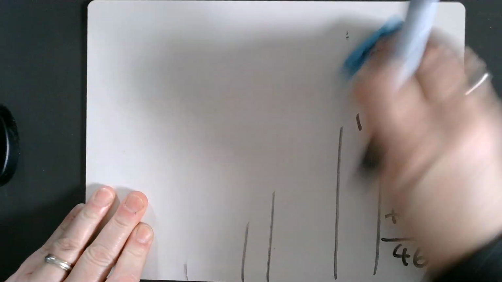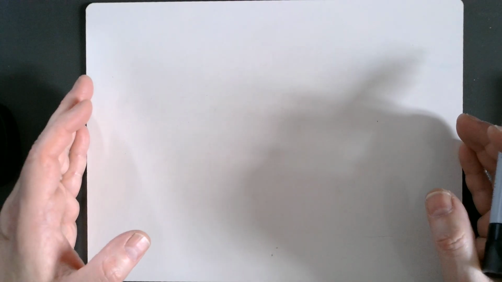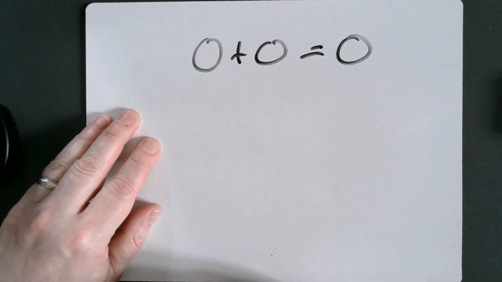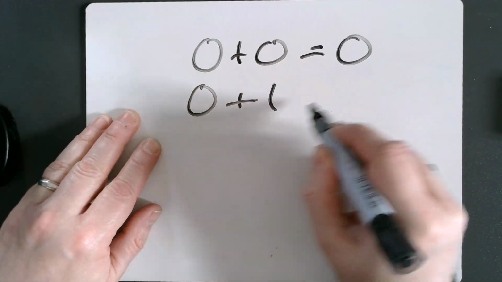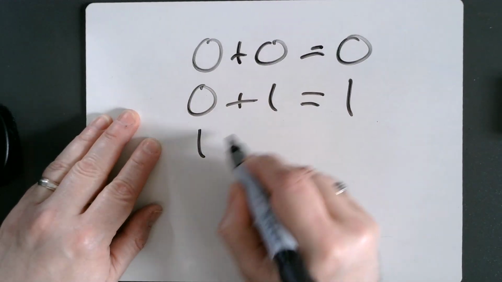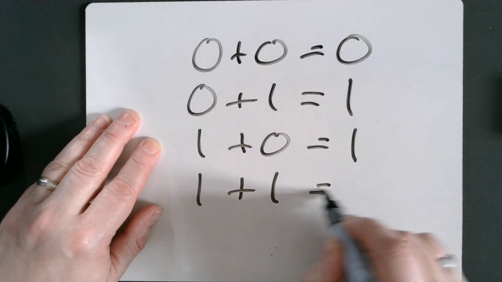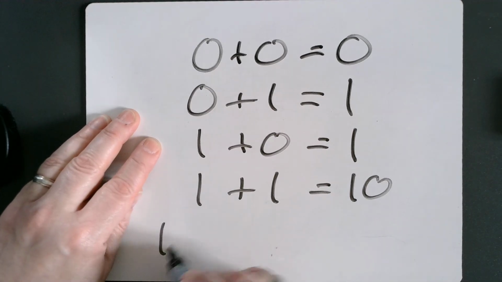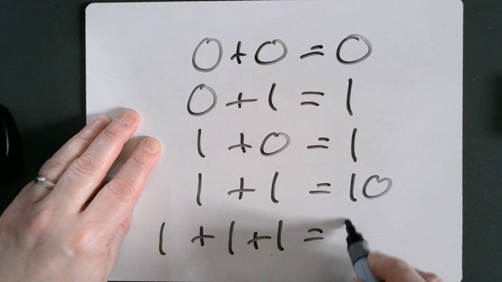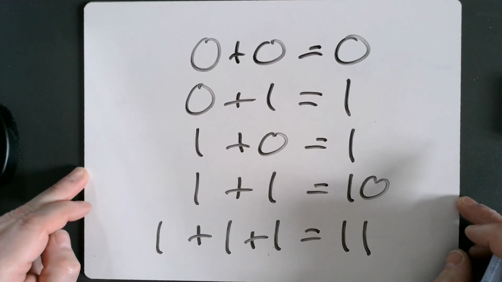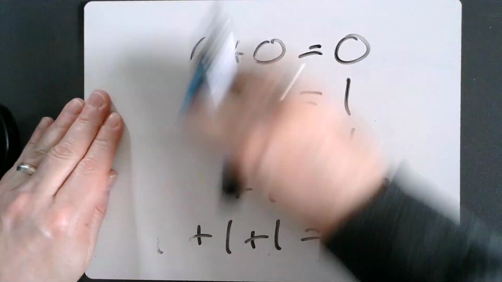The other thing that we can do is we can do binary addition. So we have some golden rules with binary addition. Our golden rules are 0 plus 0 gives us a 0. 0 plus a 1 gives us 1. 1 plus a 0 always gives us a 1. 1 plus a 1 is 1 0. 1 plus 1 plus 1 is 1 1. Now this is going to come in really important when we start to work out our binary addition.